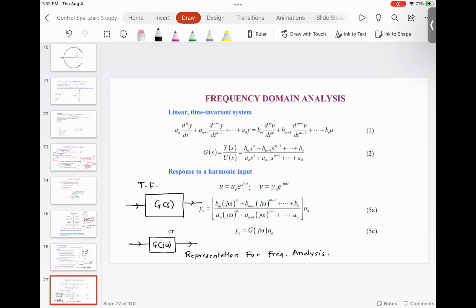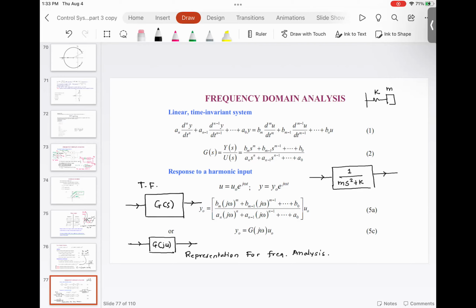Now, this looks like a very simple substitution, but there is a little bit of theory behind it. So what I want to talk about is, think about, you have a simple system, say a spring mass system. Here you have K, you have M. If you recollect, the transfer function for this is something like this.